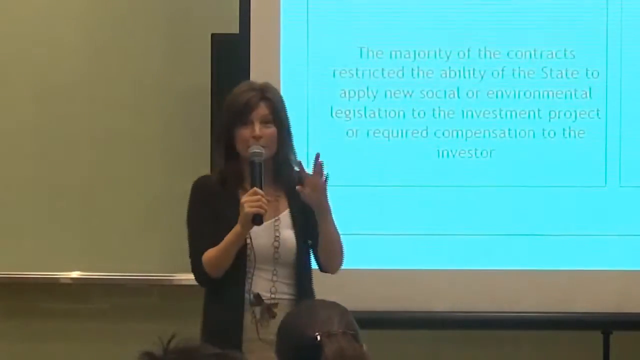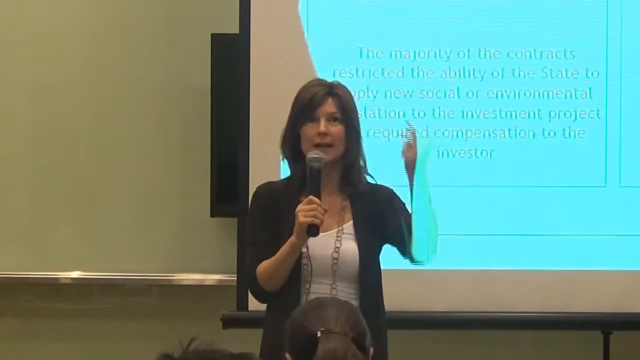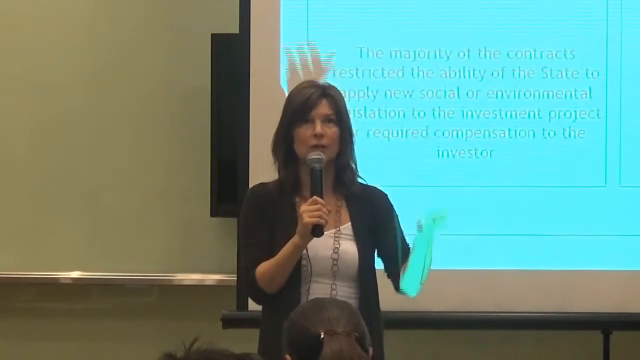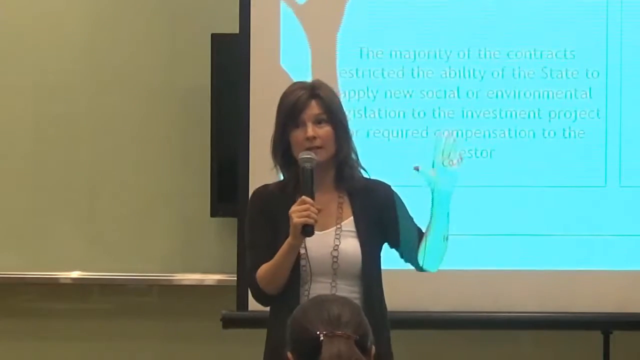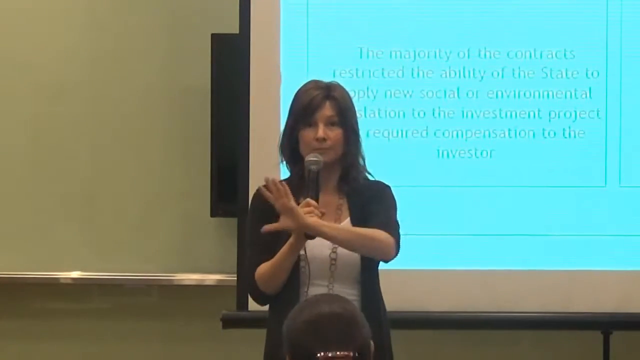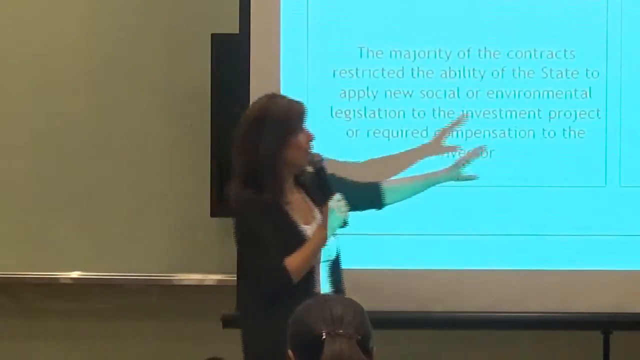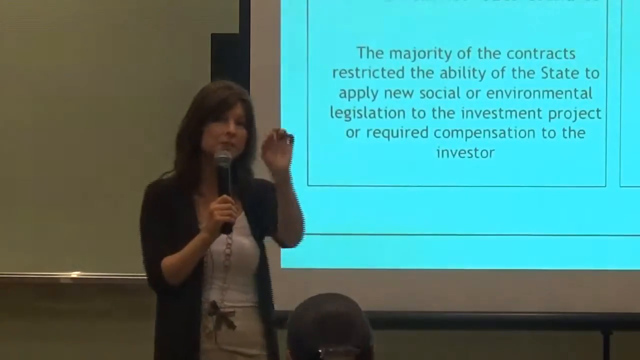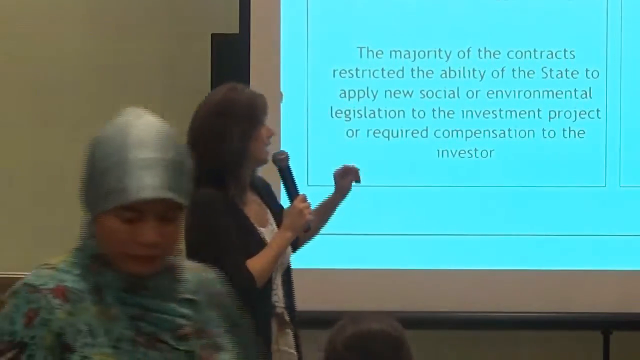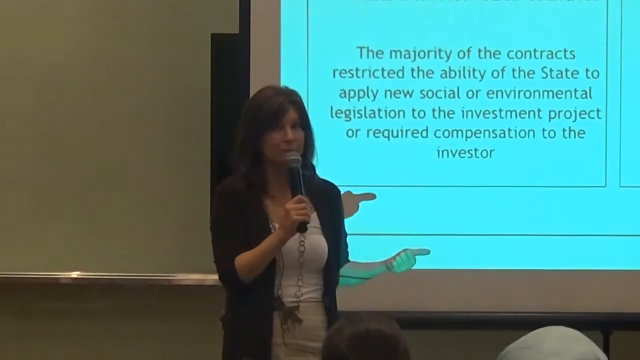So we looked at these contracts, and we found, actually, that the world splits in two. We looked at mining, oil and gas, energy, infrastructure, telecom. So we looked across sectors, and we found that as a general rule, the world is in two. You can look at contracts for major investments in OECD countries. You find stabilization clauses, but they're written in a different way. You do not find exemptions for social and environmental laws.